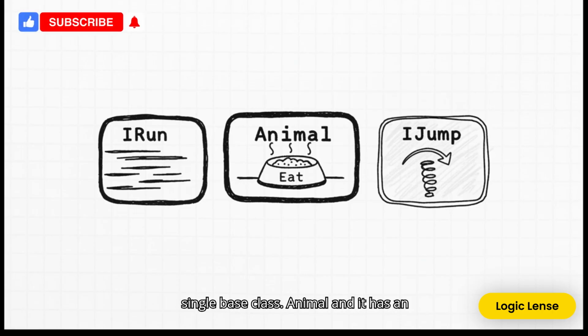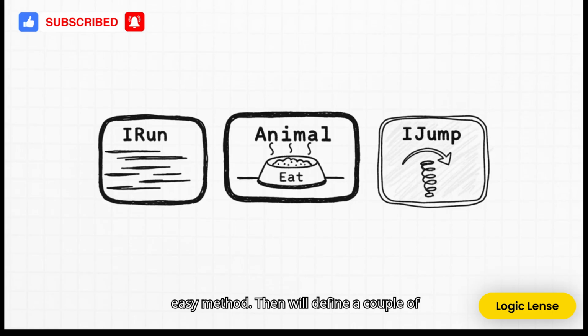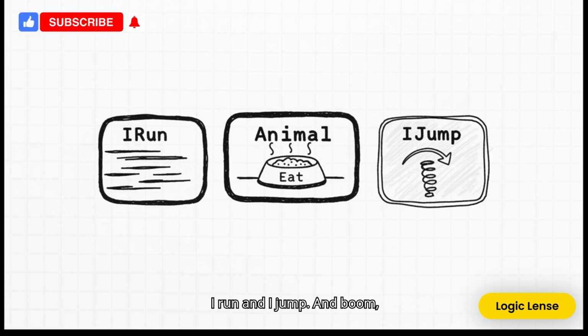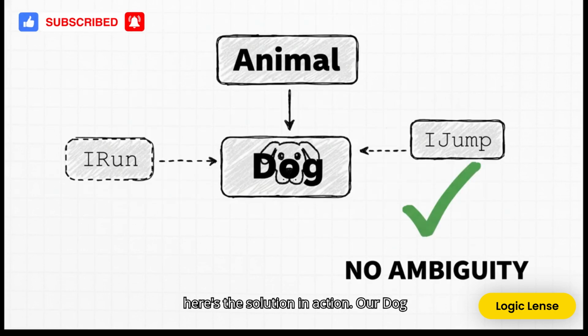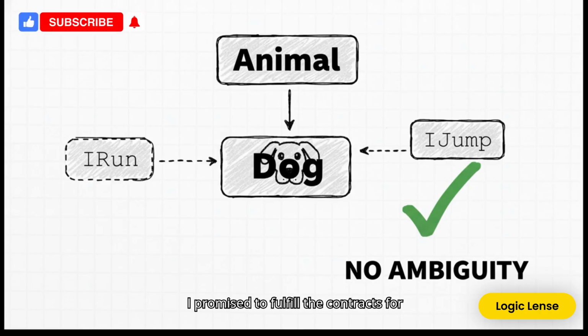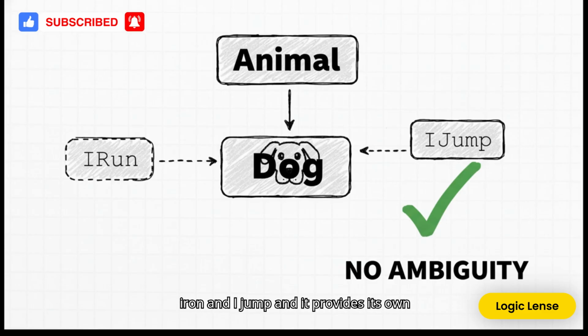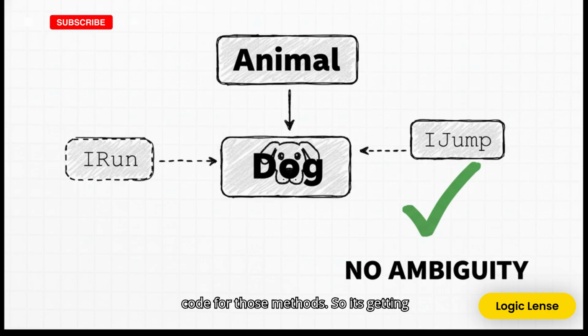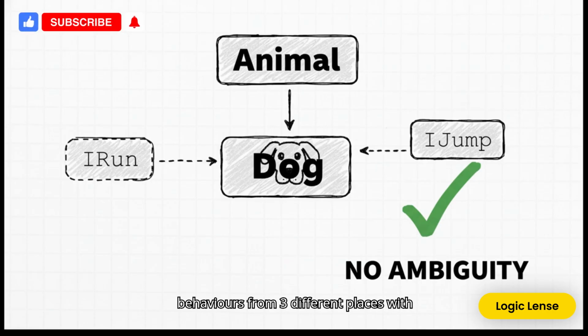First, we'll start with a single base class, animal, and it has an eat method. Then we'll define a couple of capabilities, or behaviors, as interfaces. IRun and IJump. And boom, here's the solution in action. Our dog class inherits from its one true parent, animal, but then it also says, hey, I promise to fulfill the contracts for IRun and IJump, and it provides its own code for those methods. So it's getting behaviors from 3 different places with zero confusion.